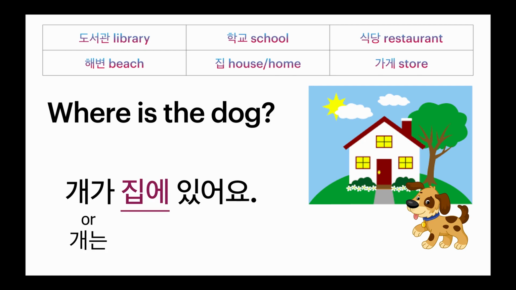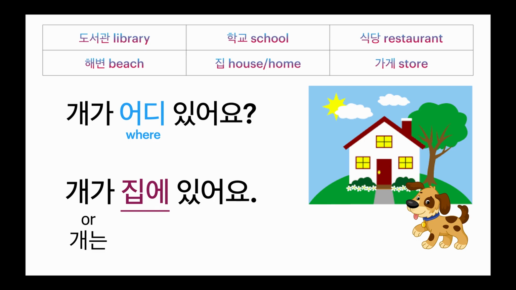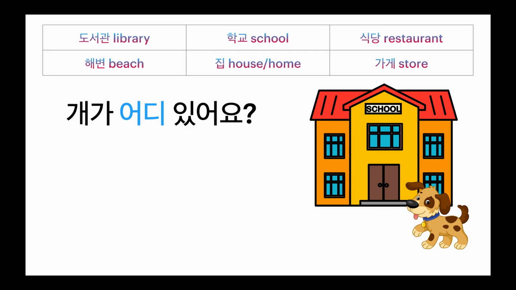개가 집에 있어요. And for the rest of the questions, I'm going to ask where is the dog in Korean, which is 개가 어디에 있어요. 어디 being the word for where, and 에 marking the location. But when used with question words, I've noticed that it tends to be dropped. So the question becomes, 개가 어디 있어요? So next sentence. 개가 어디 있어요?